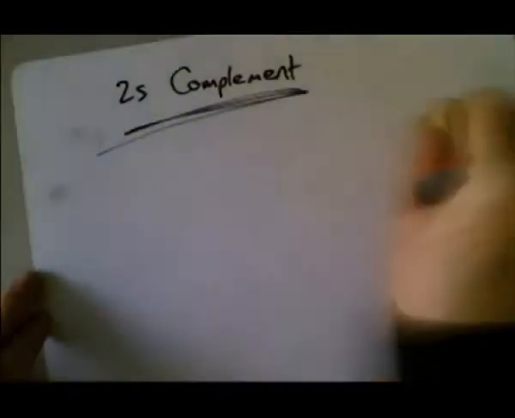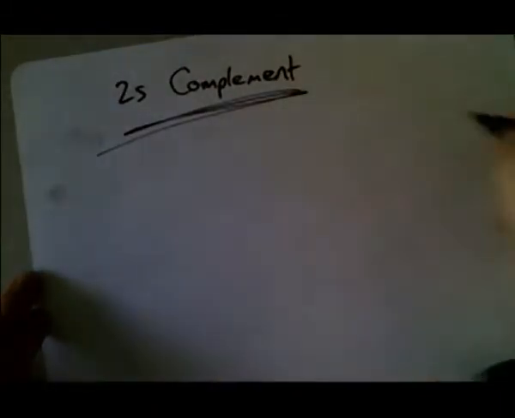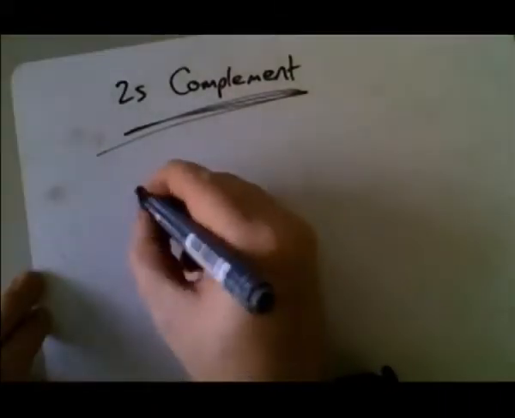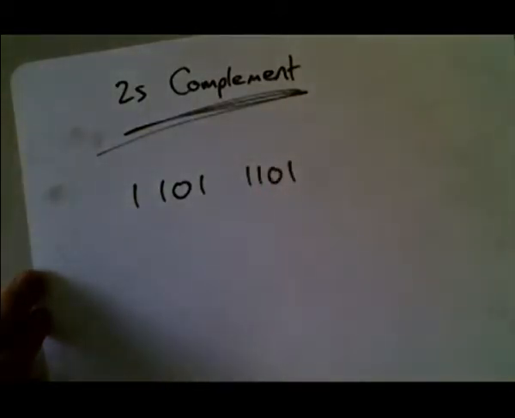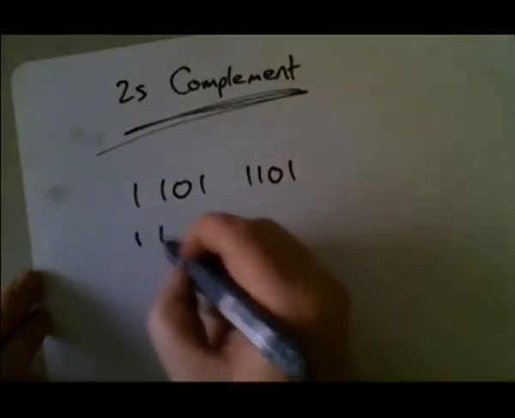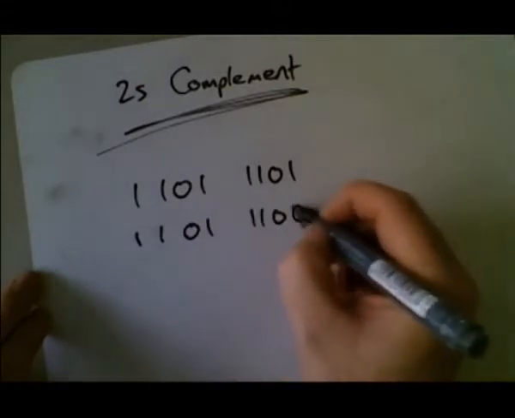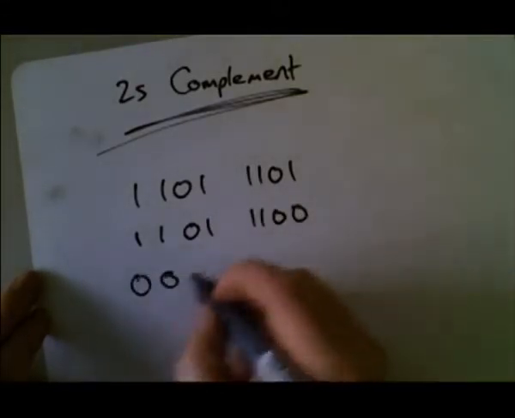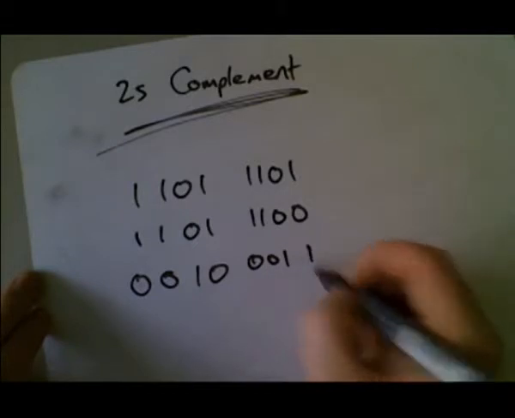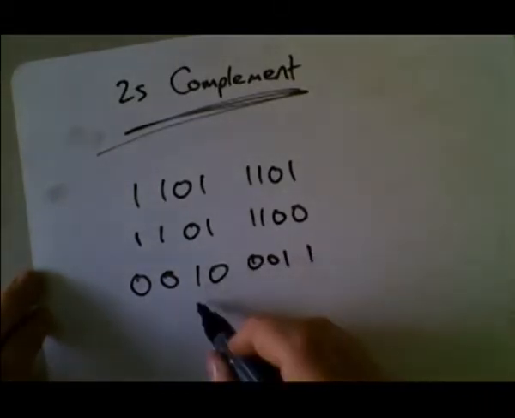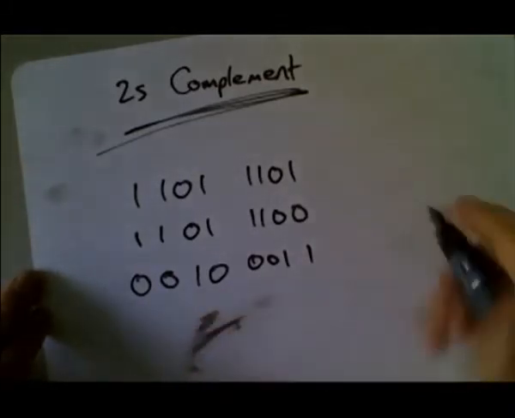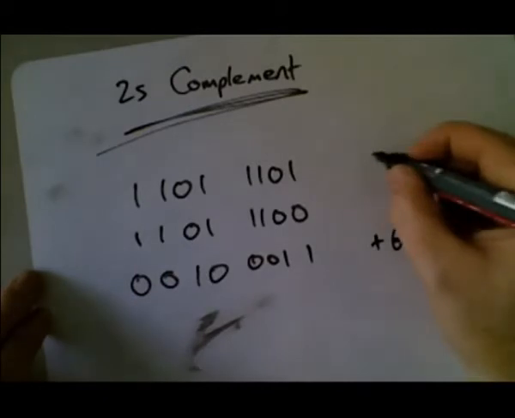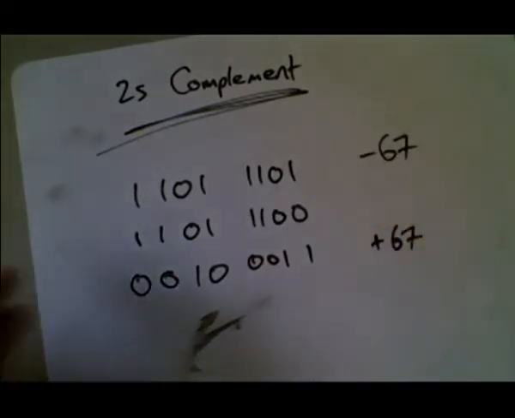If you want to turn it back into a positive number, let's say we've got this number here. You take 1 first, and then you flip it. And we've got, is that 32? No, 64. And a 3, so that's 67. So that's plus 67, that's minus 67. And there's our 2's complement.